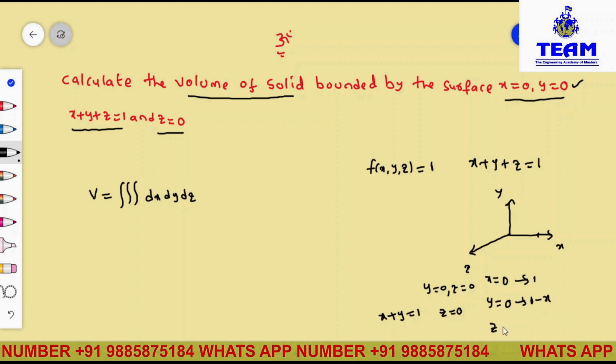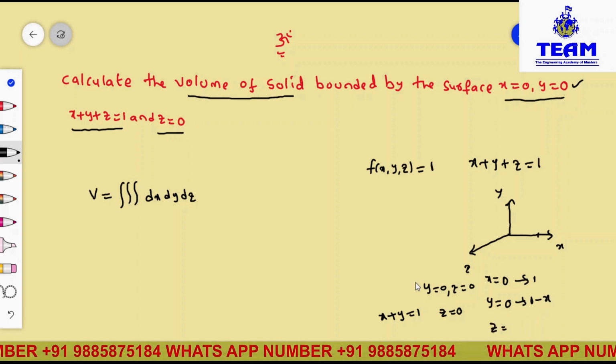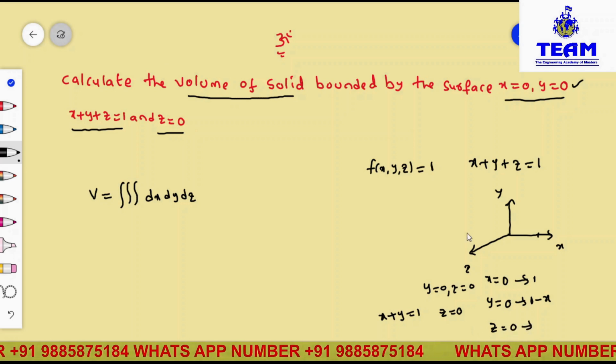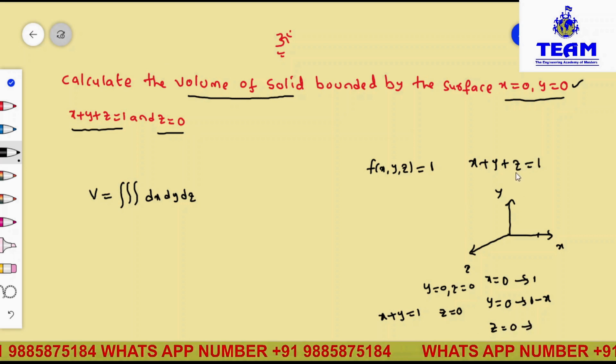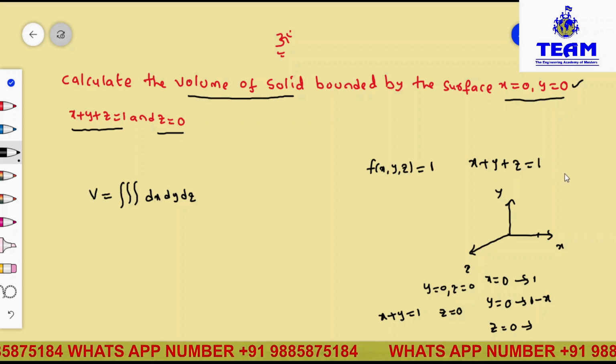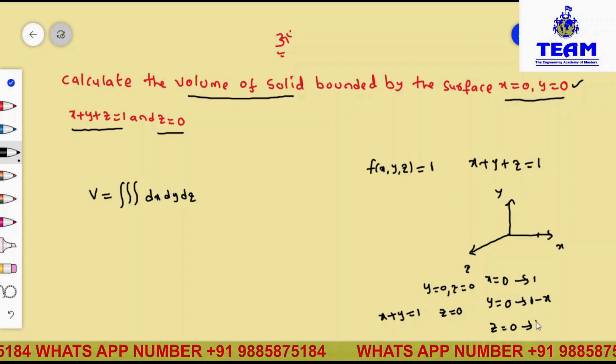Next, finally, you have the z limit. What is the z lower limit? z is equal to 0. And from this plane what can you write? z as 1 minus x minus y. Here we are not substituting any value. Now I will repeat again.